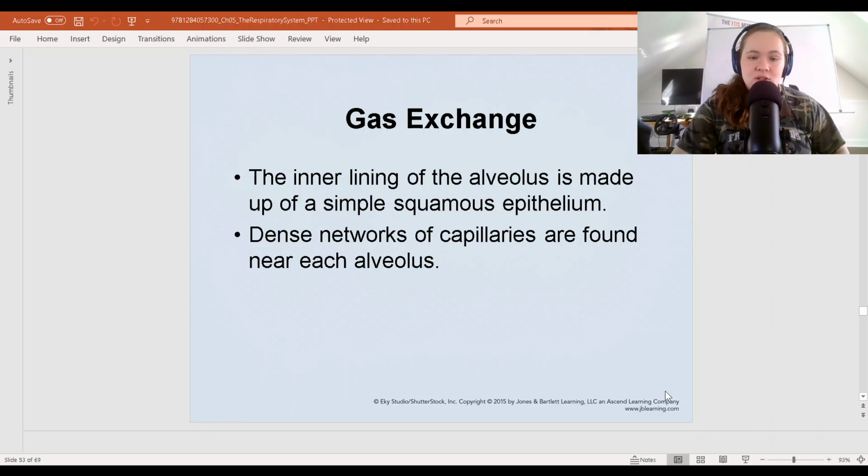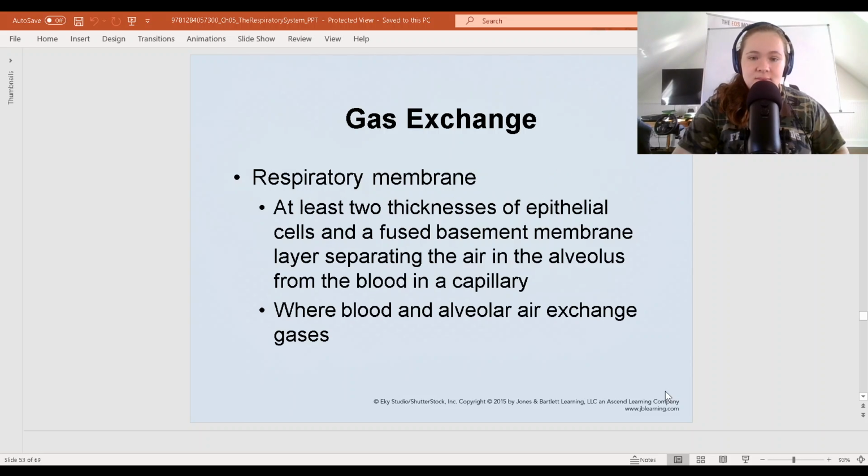In gas exchange, the inner lining of the alveolus is made of a simple squamous epithelium, and there are dense networks of capillaries near each alveolus. The respiratory membrane is at least two thicknesses of epithelial cells and a fused basement membrane layer separating the air in the alveolus from the blood in the capillary, where blood and alveolar air exchange gases.